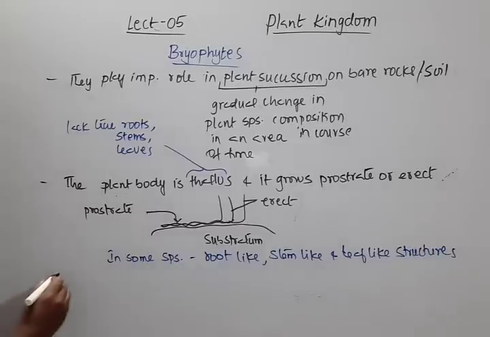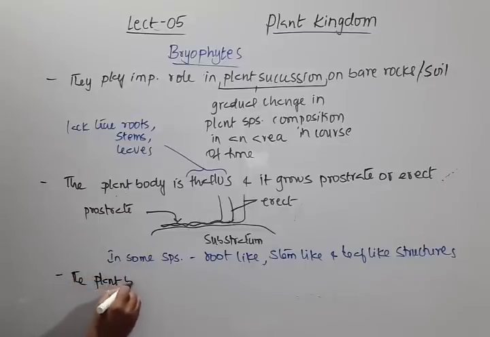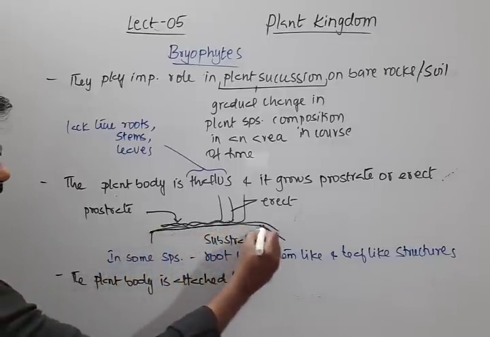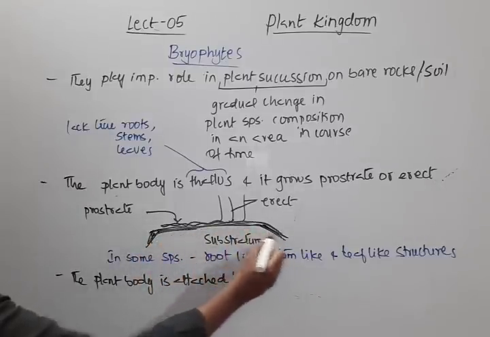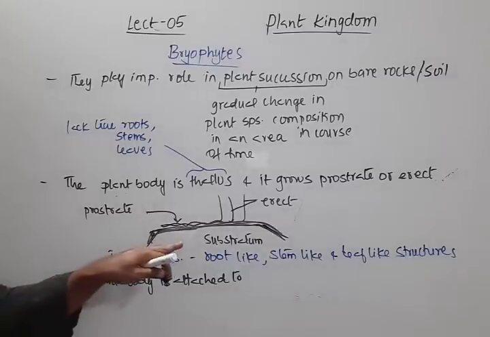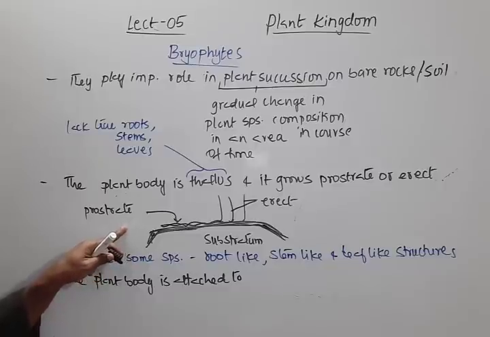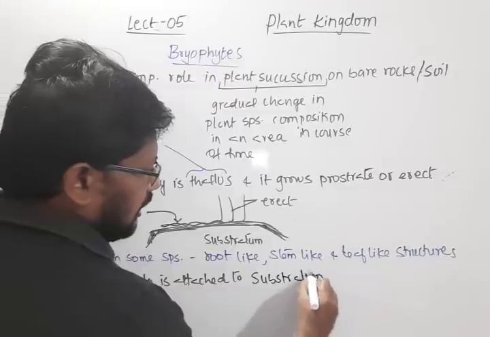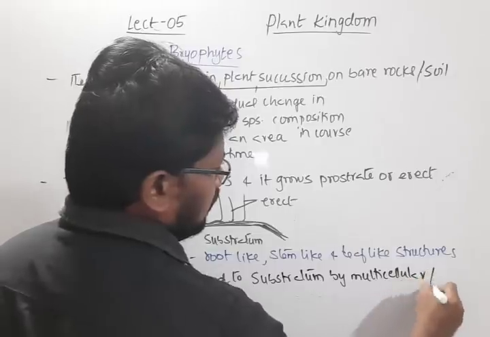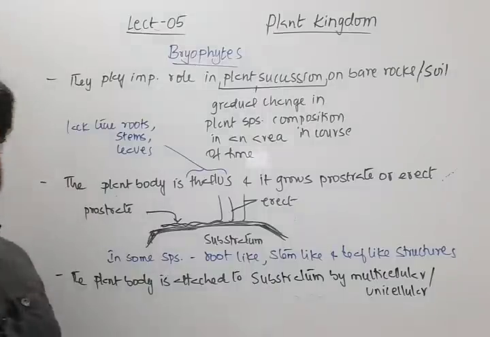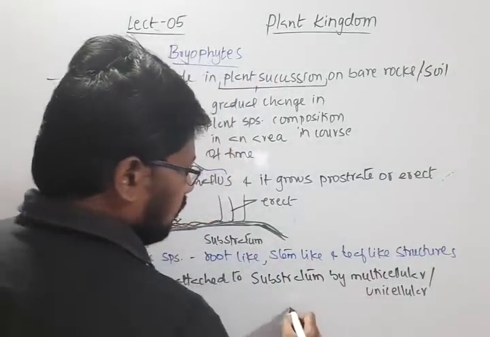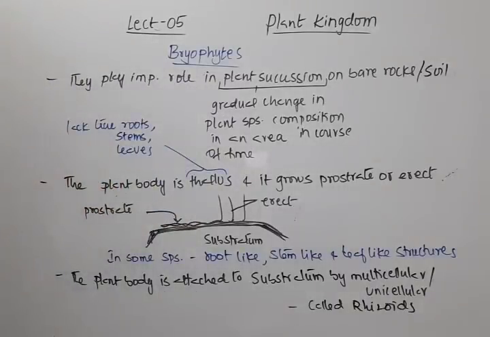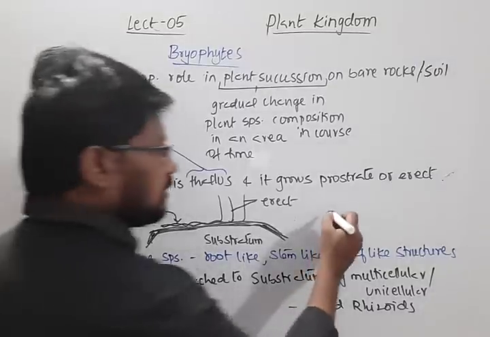Next, the plant body is attached to the substratum. Suppose this is a rock; growing on this rock, that rock is called the substratum, on which you may see the plant body growing either prostrate or erect. The plant body is attached to the substratum by multicellular or unicellular structures. Those structures are called rhizoids.